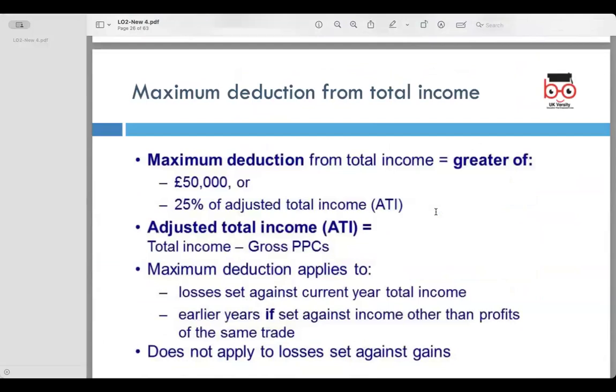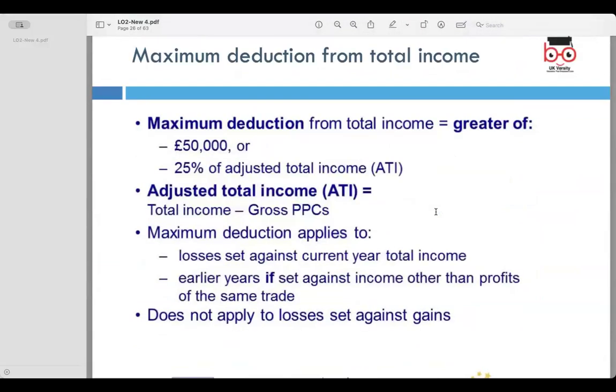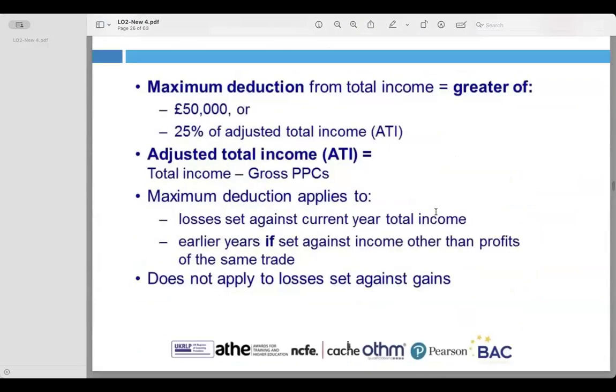So the maximum deduction from total income is the greater of £50,000 or 25% of adjusted total income. Adjusted total income is equal to total income minus gross profit. The maximum deduction applies to losses set against current year total income, or earlier years, if set against income other than profit of the same trade. It does not apply to losses set against gains.